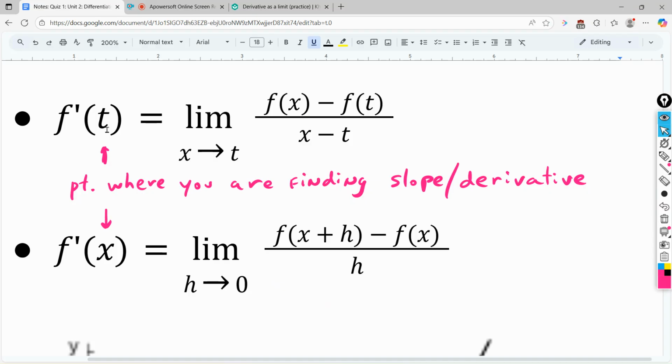All right, so this number right here, or this variable, that's the point where you're finding the slope or the derivative. That's going to be your x coordinate. So for this version here, the part in parentheses, that's your value for t. But for this version here, that's your value for x. Okay, that was my little mistake in the last problem. I used x for this when I really should have used t. So that's basically it. When it's in this form, this is t. And when it's in this form, this is x.